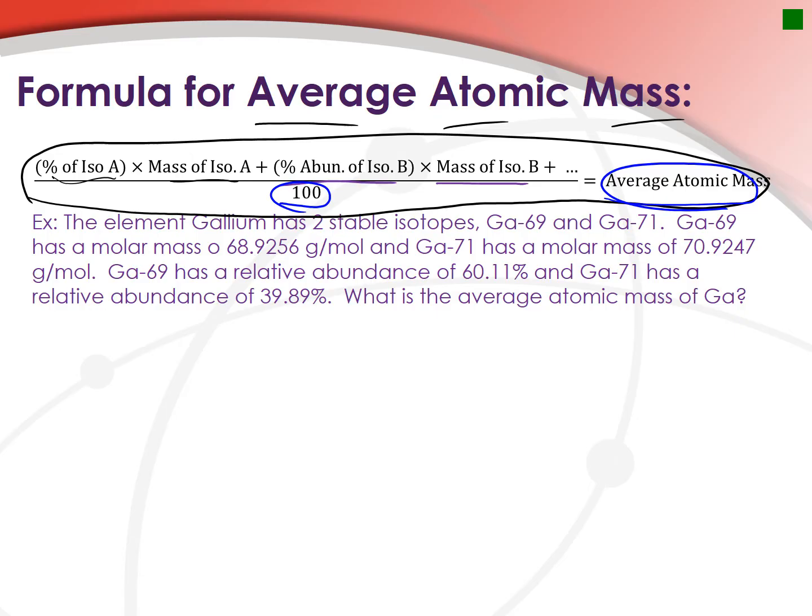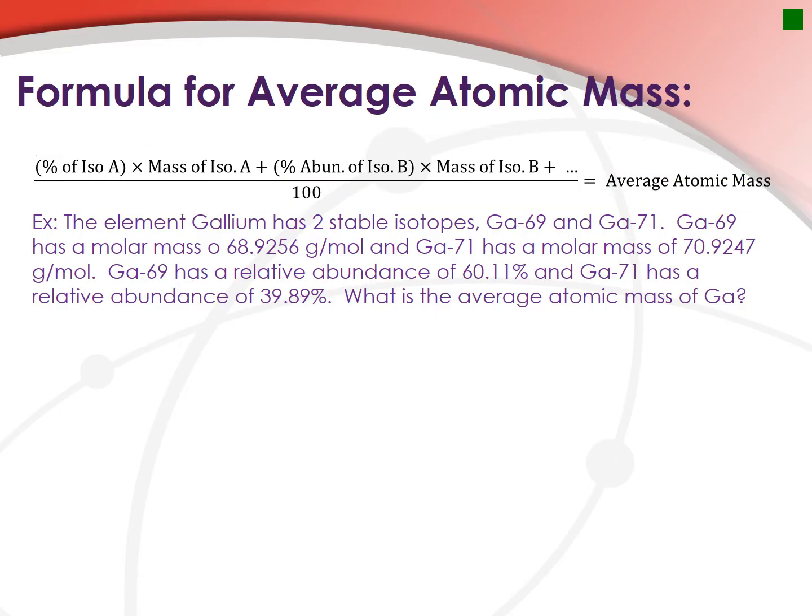All right, so let's try to do an example problem. The element gallium has 2 stable isotopes, gallium-69 and gallium-71. 69 has a molar mass of this. If I give you a more specific molar mass than just gallium-69, you are going to want to use that. And then it says gallium-71 has this molar mass. I want to make that a different color. I'll do purple. And then gallium-69 has a relative abundance of 60.11%, and gallium-71 has a relative abundance of 39.89%.